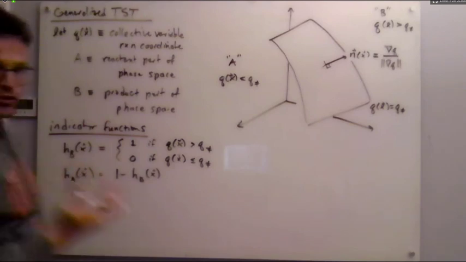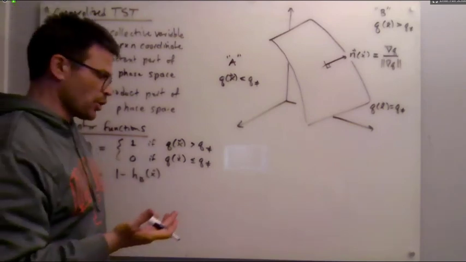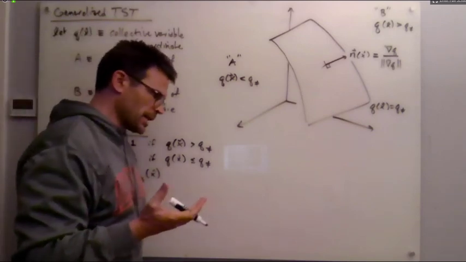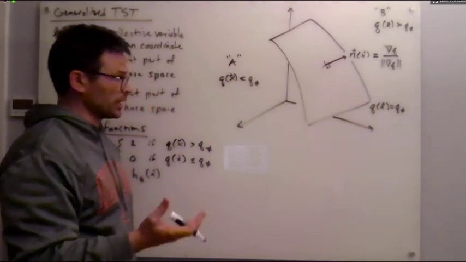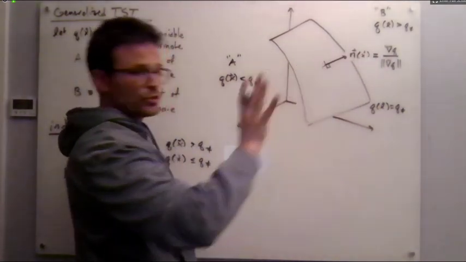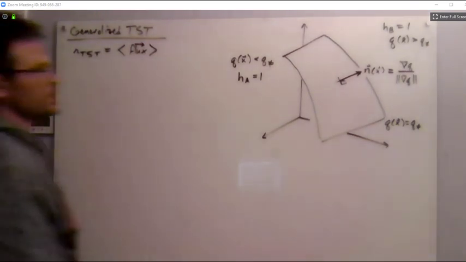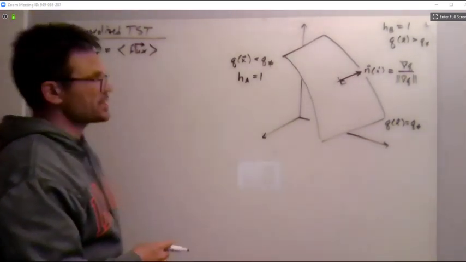And now, the strategy behind the calculation in generalized transition state theory is going to be an equilibrium statistical mechanical calculation of the flux passing through this surface in one direction at equilibrium. Okay, so we have our summary of the setup here.